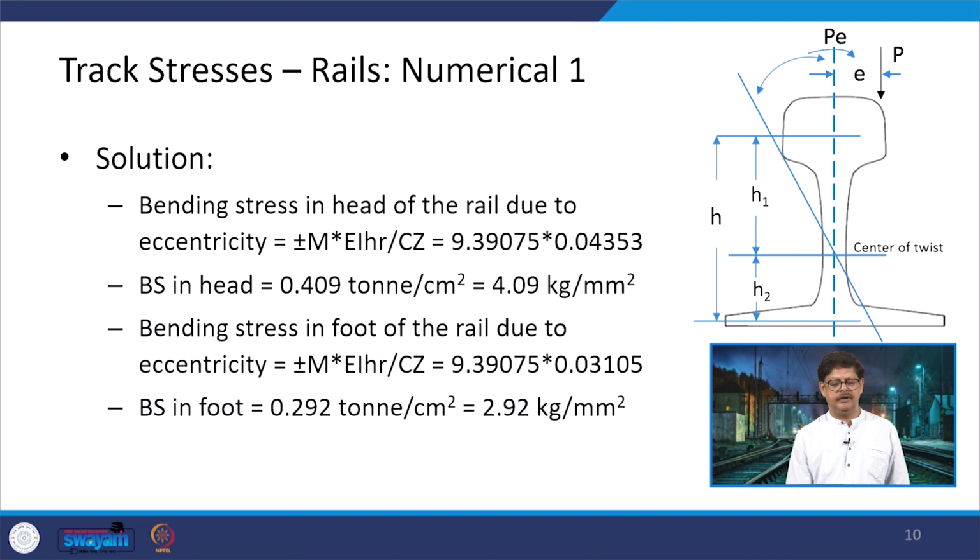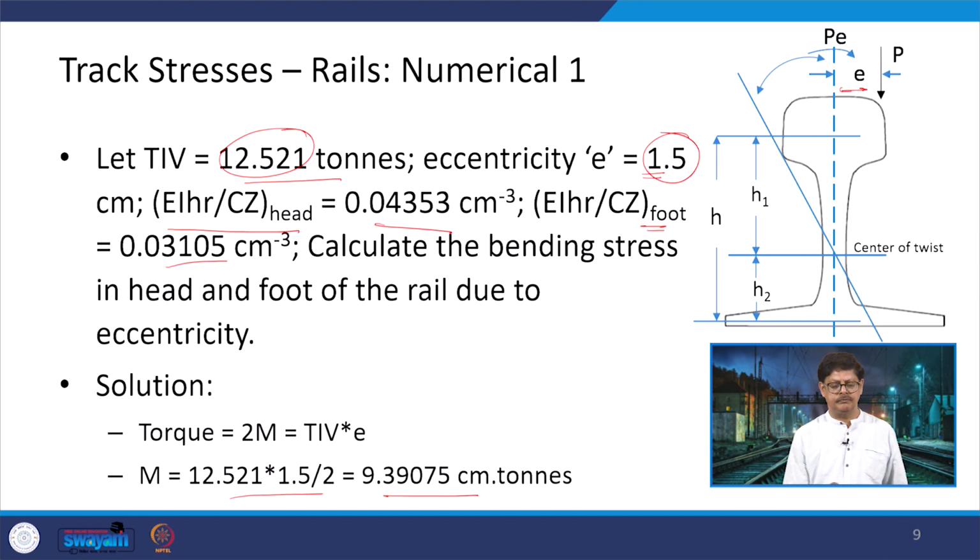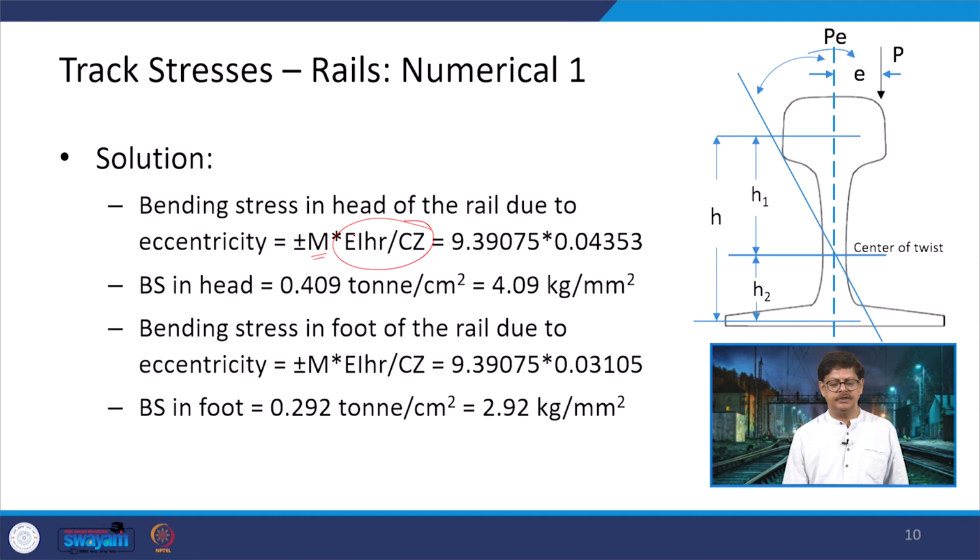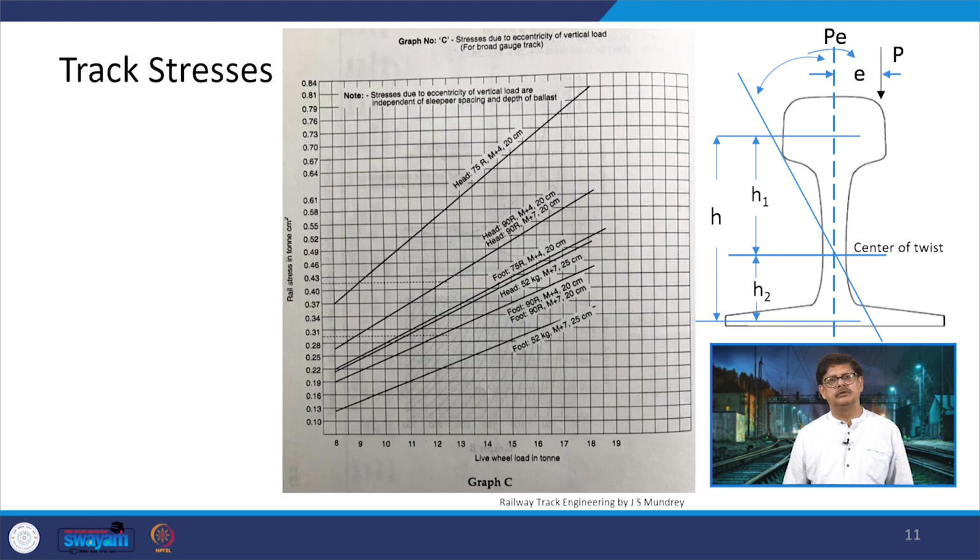Now, because we have the value of M and the combined value is already given to us for the head and for the foot, we are considering those. In the case of head, when we multiply these two values we get 4.09 kg per mm square. Similarly, in the case of foot we find this value as 2.92 kg per mm square. So, these two values are calculated, and that was the numerical given to you to calculate the values.